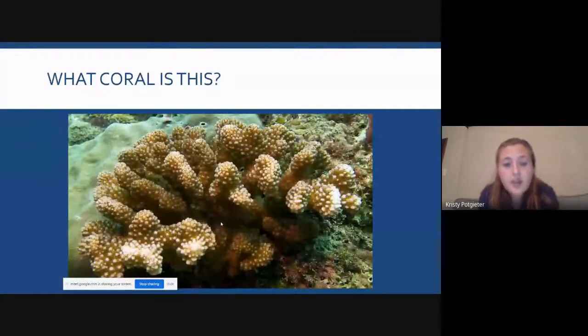This one looks a lot like our Acropora, but we see that there are no enlarged terminal polyps, okay? So it's more of a club shape that it forms, and all the polyps are the same size, okay? So if you guessed Pocillopora, you got it.